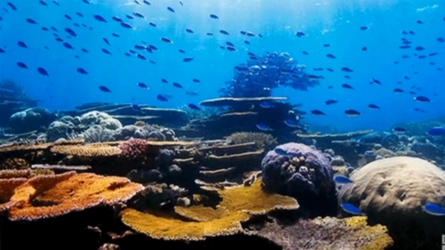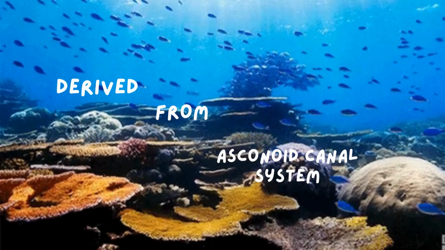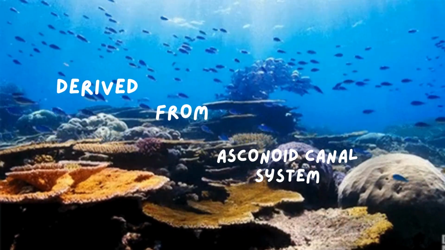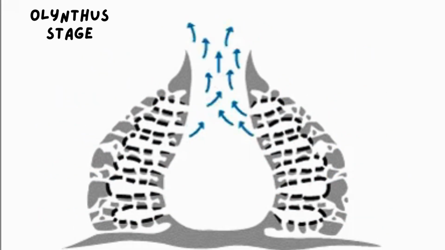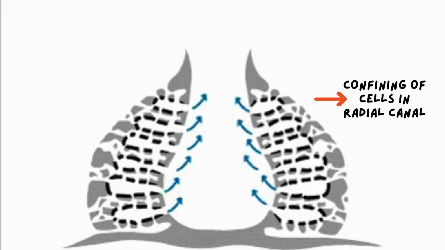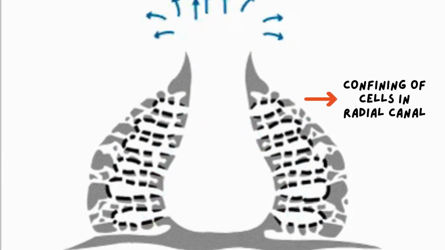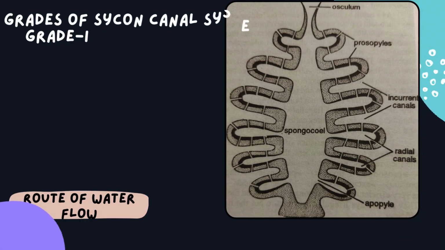The syconoid canal system is derived from the asconoid canal system by folding of the body wall and thickening of the mesoglea. It is confirmed by the presence of the olynthus stage in the life history of Sycon and the confining of collar cells in the radial canals. There are three grades of syconoid canal system.